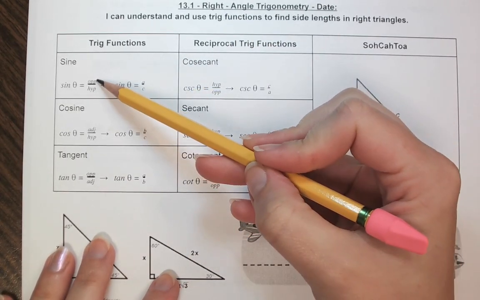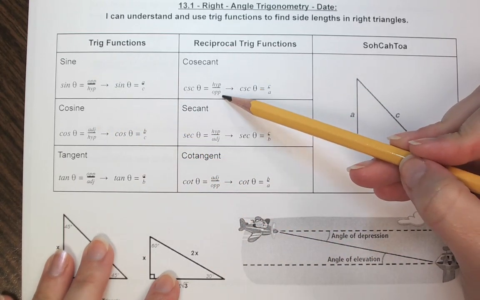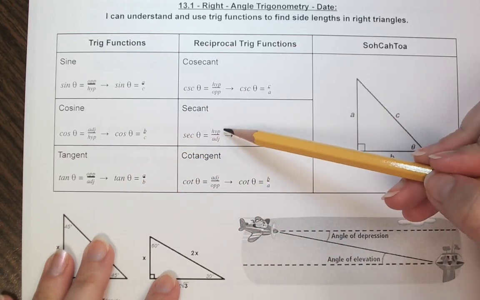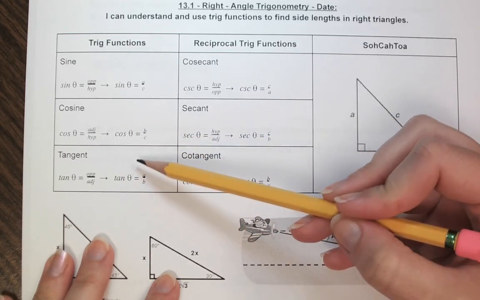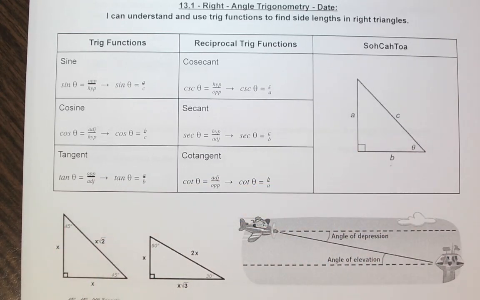So if you look here, sine, you know, is opposite over hypotenuse. Cosecant is hypotenuse over opposite. Cosine is adjacent over hypotenuse. Secant is hypotenuse over adjacent. And tangent, you have opposite over adjacent, and here it's adjacent over opposite.